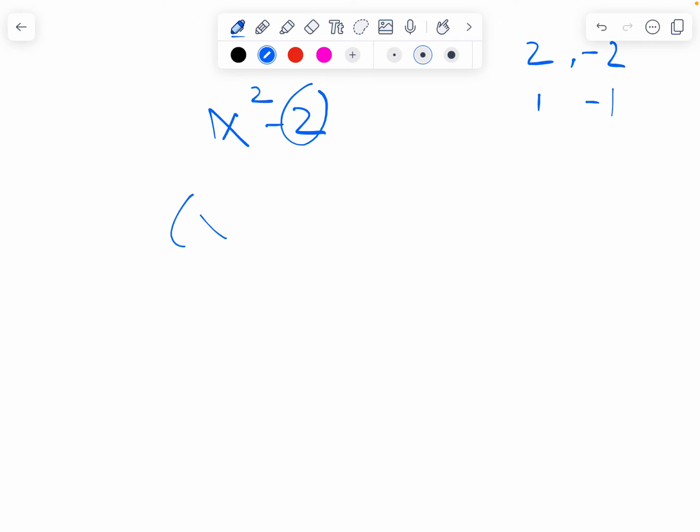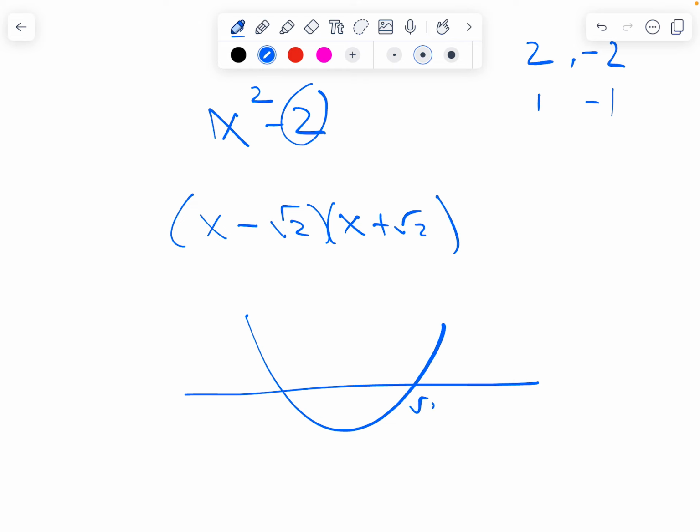Now there's a better way of doing it though. We can factor this using the difference of squares and say, well, that's what this polynomial is. And so its roots are the square root of 2 and negative square root of 2, neither of which are rational, therefore it has no rational roots.